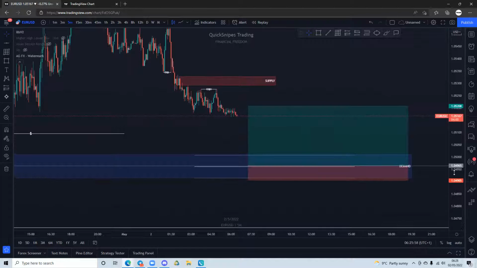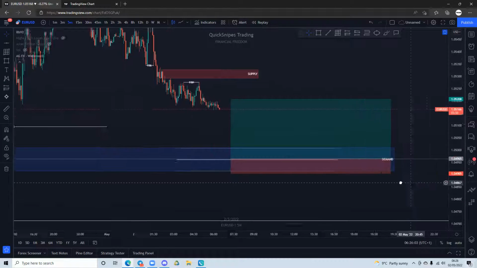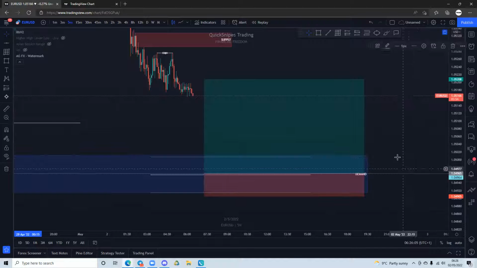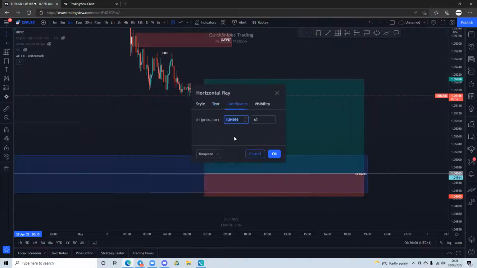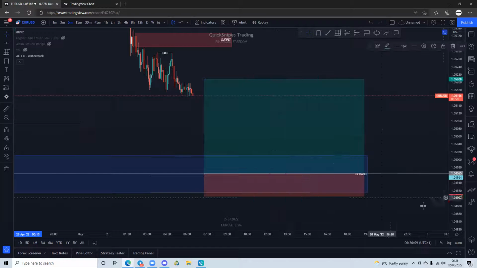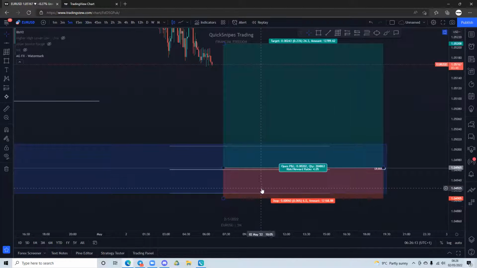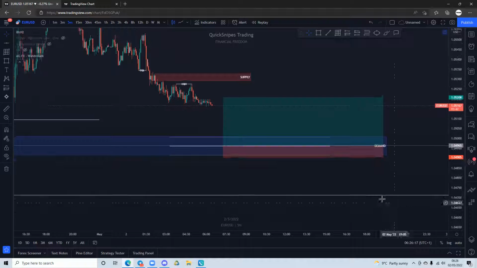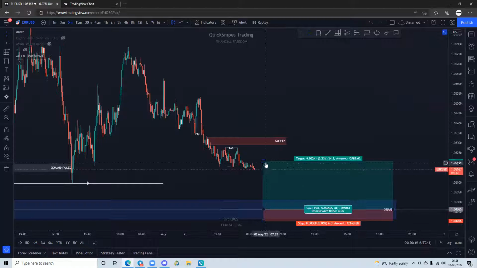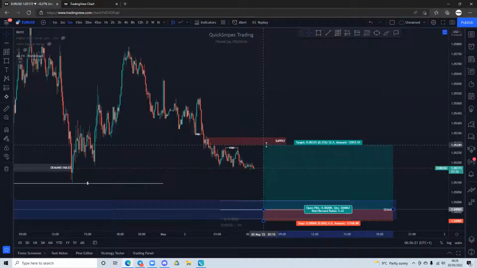So that horizontal ray is at 1.04965, which makes sense, I believe, because it's at 6.4, so I'm entering off of 6.5, so I'm entering ever so slightly higher. It makes sense because it's a rounded psychological number. We have a supply. It would initially be there.